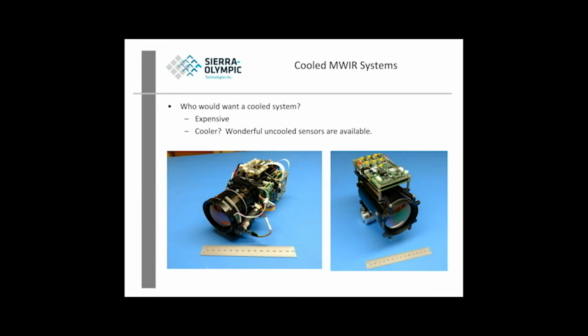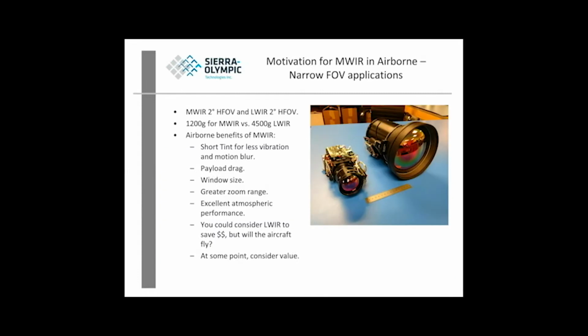So now on to cooled systems. Who would want a cooled system? It's expensive. It's got a cooler. And shoot, why would I want a cooler with all these uncooled sensors around? Well, here you can see a couple examples. Again, I go back to this F number issue. These are two 2-degree horizontal field of view, 4,500 grams versus 1,200 grams. You can fly one and you can't fly the other if you need that horizontal field of view.